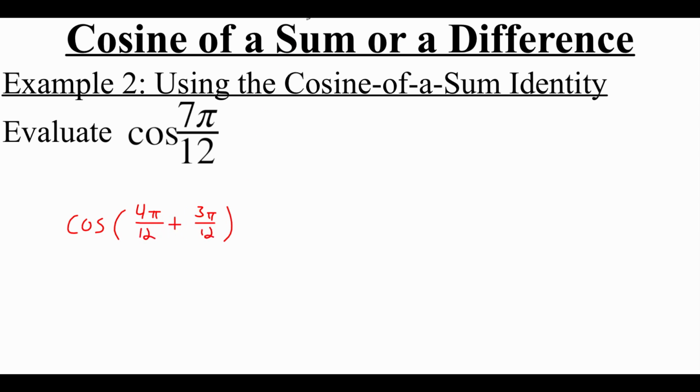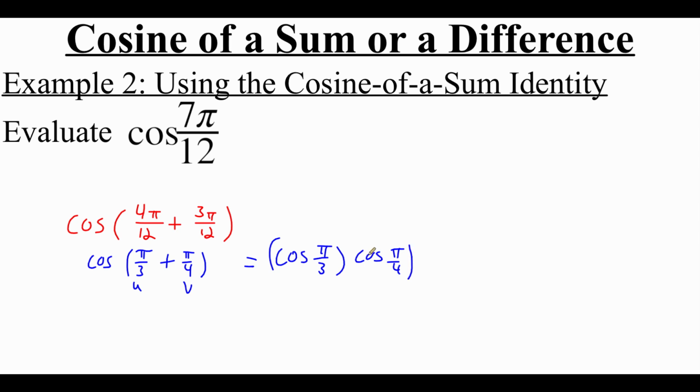Now these fractions are actually reducible. This 4 pi over 12 ends up reducing down to pi over 3, and this 3 pi over 12 ends up reducing down to pi over 4. So I can think about this 7 pi over 12 as being the cosine of pi over 3 plus pi over 4. So pi over 3 is going to be my u value, and pi over 4 is going to be my v value. So I would do the cosine of pi over 3 times the cosine of pi over 4 minus the sine of pi over 3 times the sine of pi over 4.